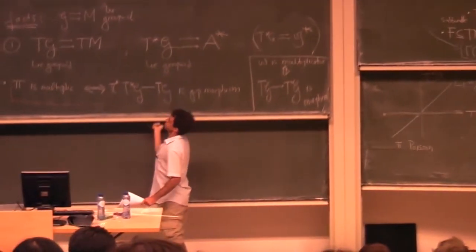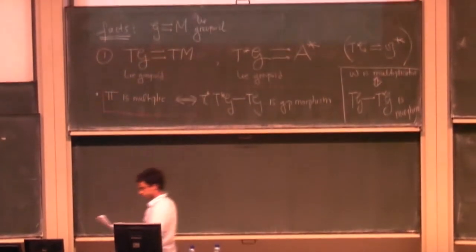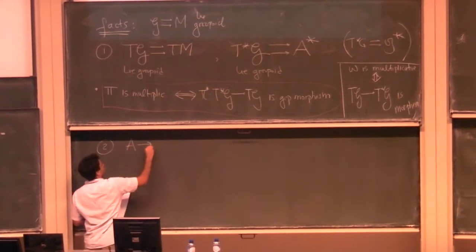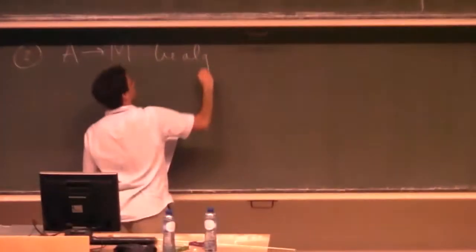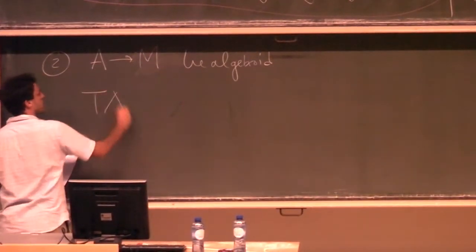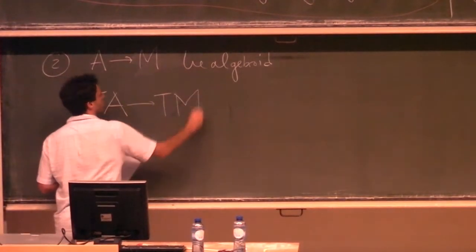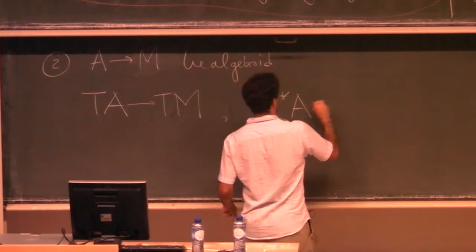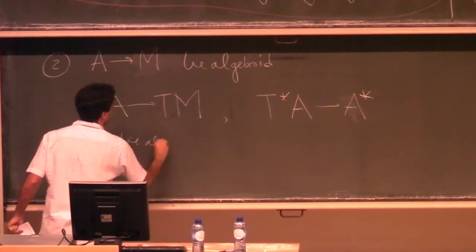All right, so I won't need this anymore. On the other hand, if you have a Lie algebroid, then it's also true that you can lift somehow this algebroid structure to the tangent bundle of the algebroid and make it into an algebroid over TM. And it's also true that you can do that. So they're both Lie algebroids.